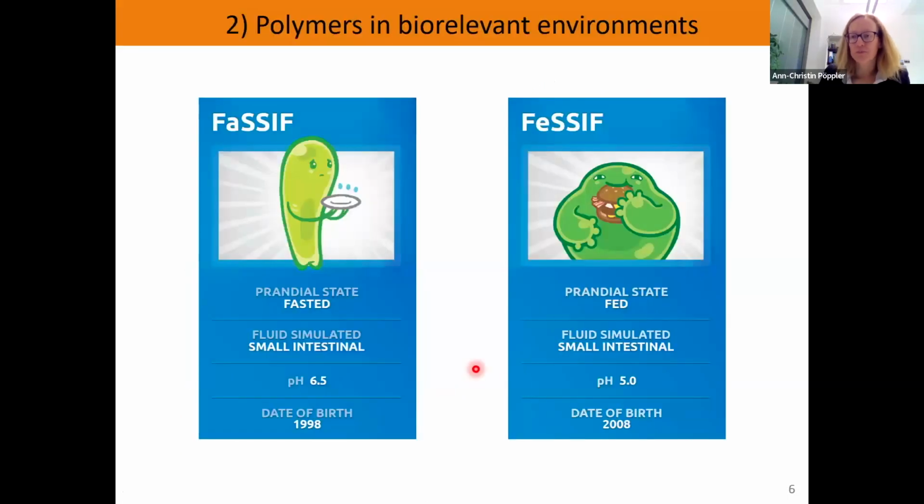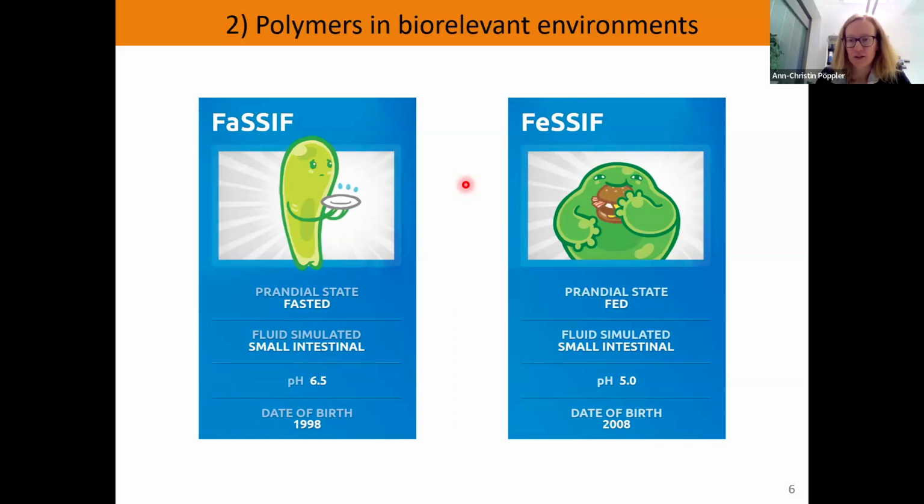So now, as I promised beforehand, I want to dive into 4 different example projects. And I will go from solution projects to gels and then to completely solid. So I will span across all the different aggregation states or states of matter that you can have in that respect. So first, I would like to introduce you to analyzing polymers in biorelevant environments.